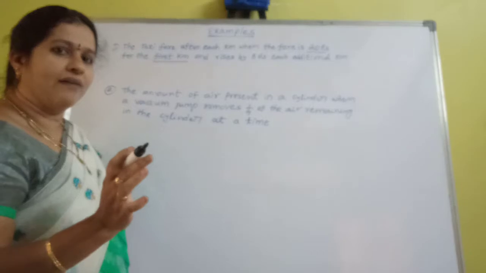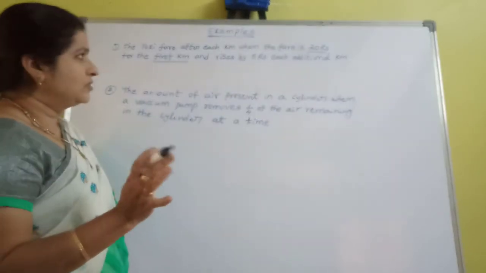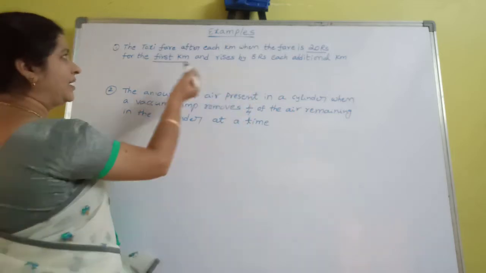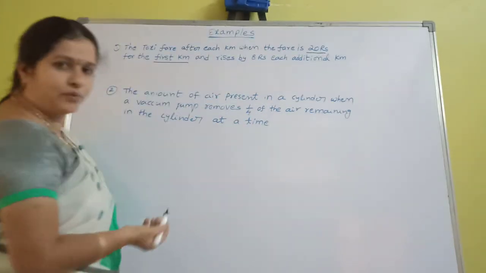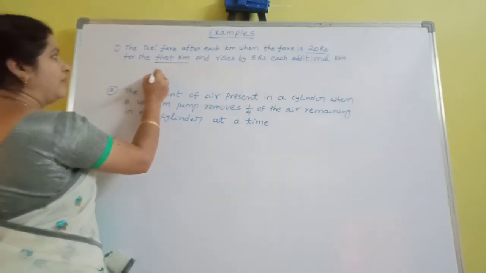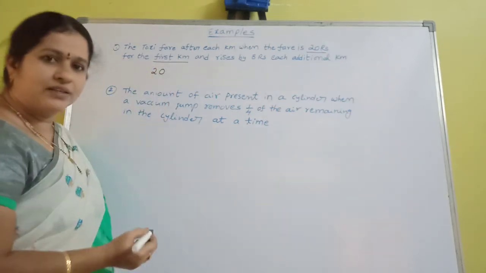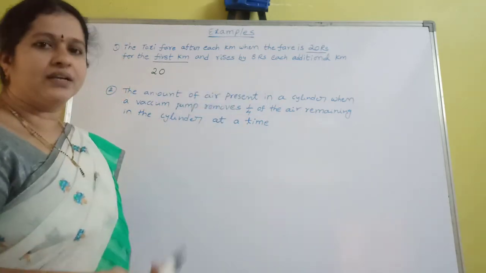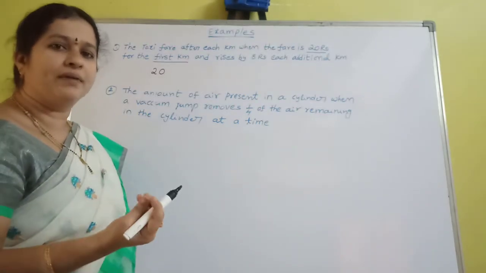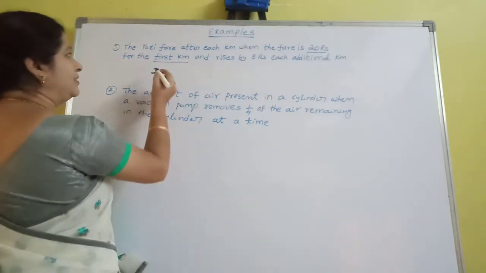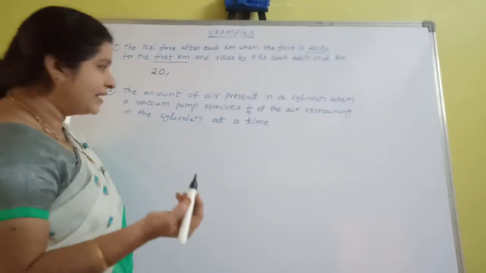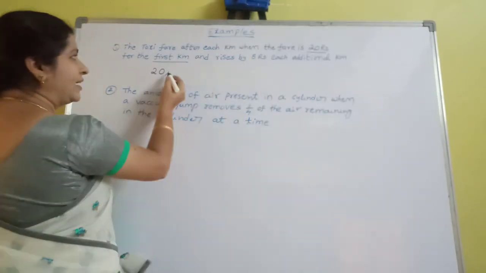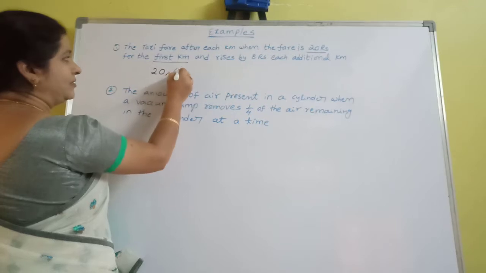Suppose you travel in a car. For the first kilometer the rate is fixed, that is 20 rupees. So here the first term is 20, and it rises by 8 rupees for each additional kilometer. Suppose you travel 5 kilometers. For the first kilometer it is 20 rupees. For the second kilometer it rises by 8 rupees, so the second term is 20 plus 8, which is 28.